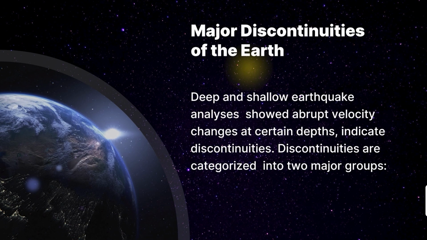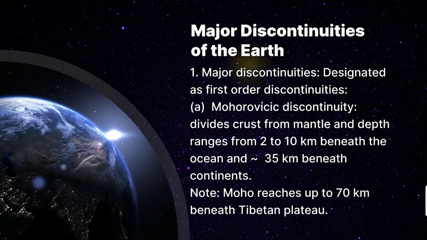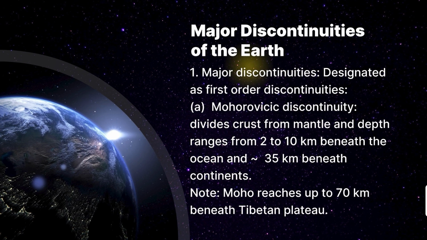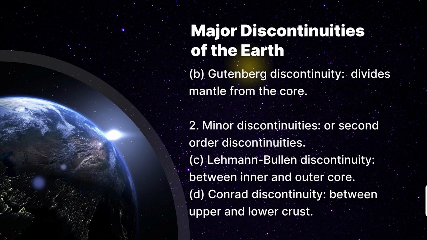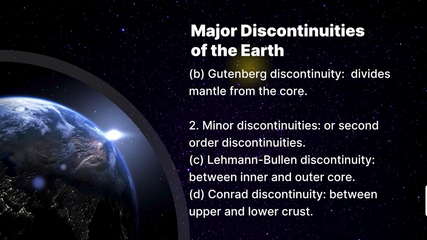Discontinuities are characterized into two major groups, major discontinuities and minor discontinuities. Major discontinuities: first is the Mohorovičić discontinuity, which divides crust from mantle, and depth ranges from 2 to 10 kilometers beneath the ocean and 35 kilometers beneath continents. Note, Moho reaches up to 70 kilometers beneath the Tibetan plateau. Now the Gutenberg discontinuity is a very important one and divides mantle from the core. The second one, minor discontinuities. Out of these, the Lehmann-Bullen discontinuity between inner and outer core is very important. Then Conrad discontinuity lies between upper and lower crust.